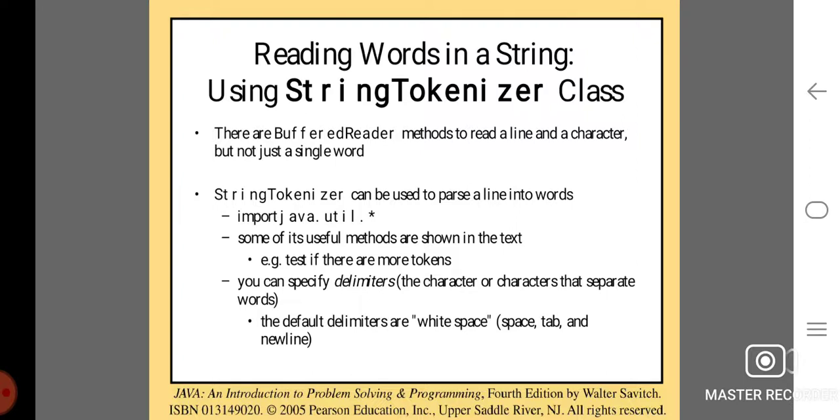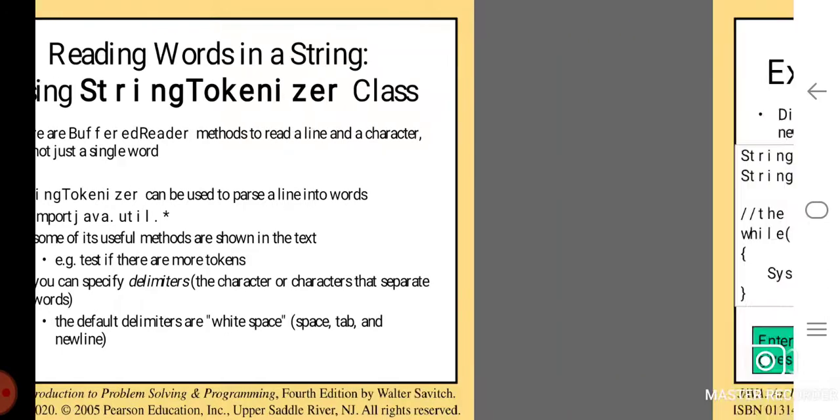Reading words in a string using the StringTokenizer class. There are BufferedReader methods to read a line and a character, but not just a single word. StringTokenizer can be used to parse a line into words. Import java.util.*. Some of its useful methods are shown in the text, for example, testing if there are more tokens. You can specify delimiters, the character or characters that separate words. The default delimiters are whitespace: space, tab and newline.